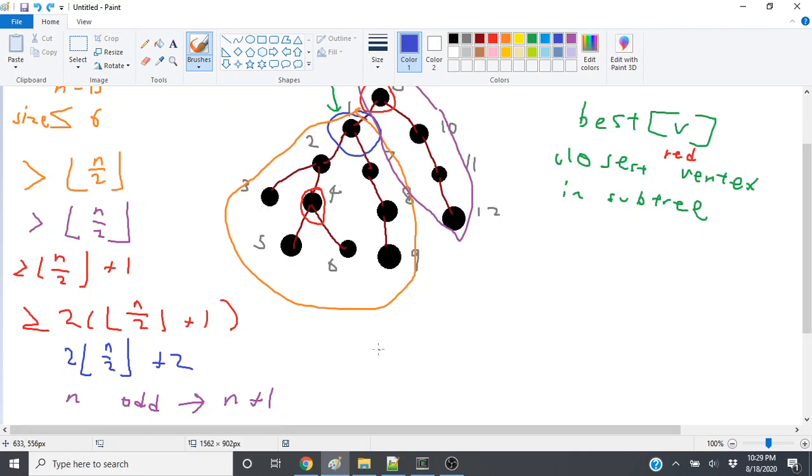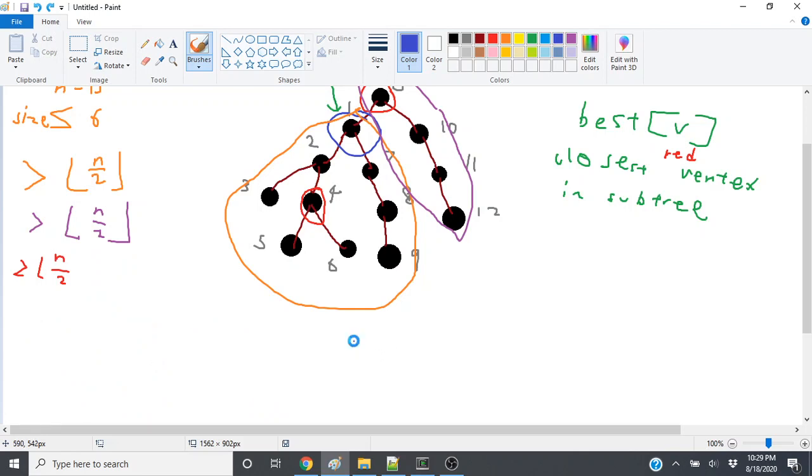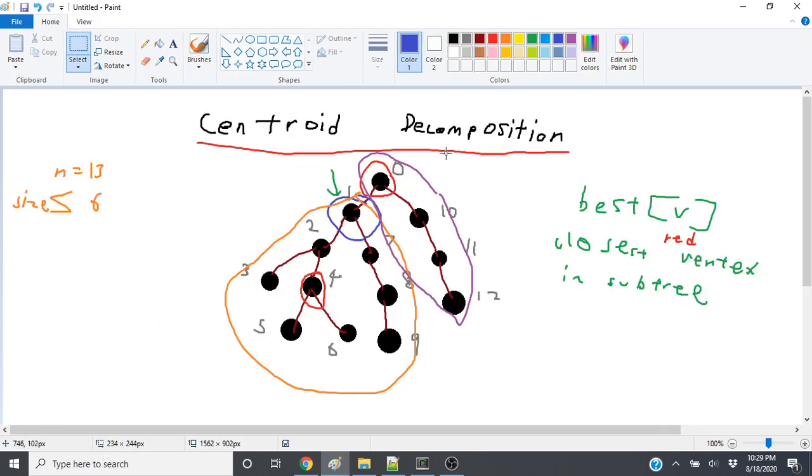So no matter what, let me get rid of this. Okay, ran out of erasures. Oh, that's kind of annoying because I can't delete this purple thing now. Okay, no matter what, the size of the subtree above this vertex is going to be less than or equal to floor n over 2, which is great. That's a nice property to have.